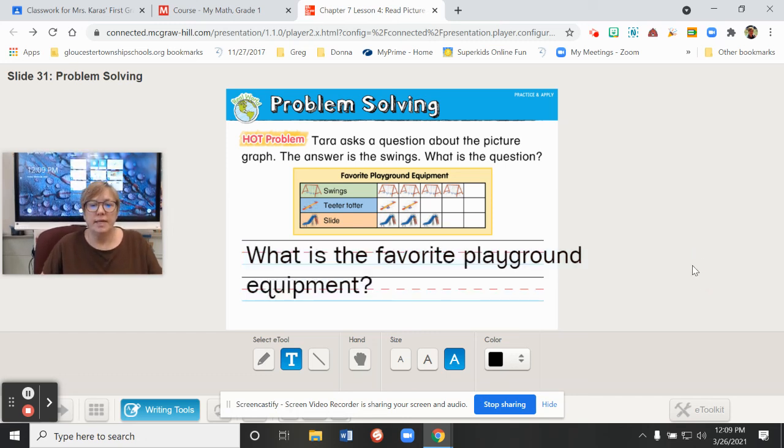Okay, now once again, I always like to try it. Tara asked a question about the pictograph. What is the favorite playground equipment? The answer is the swings. Does that make sense? Mm-hmm. All right, boys and girls, we'll go over this and any other questions you may have. And great job as always, and I will see you in math group.